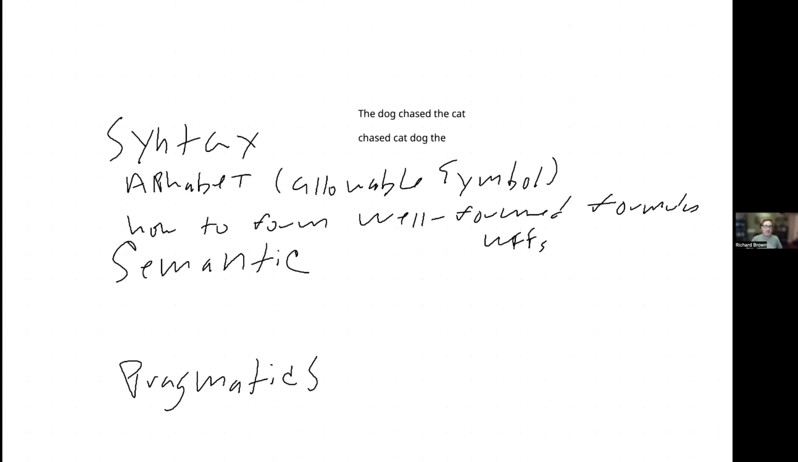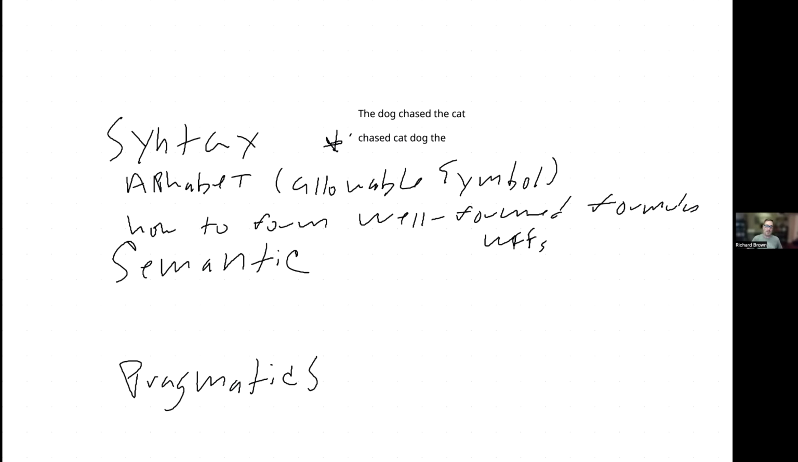And of course, the only difference between these two is that this one has the words in a different order. So this one is not well formed. This one is. So without even knowing the meanings of these things, we can say that this is allowed and this one is not allowed. Okay, so that's what the syntax allows you to do.